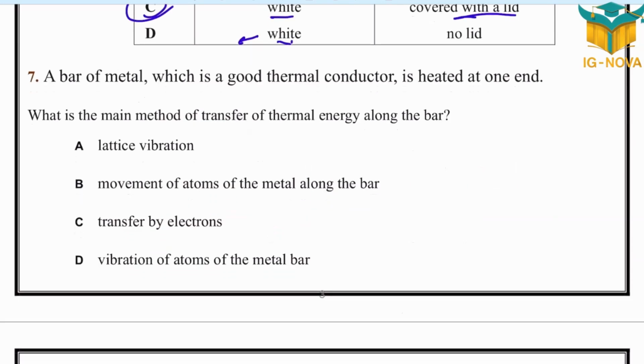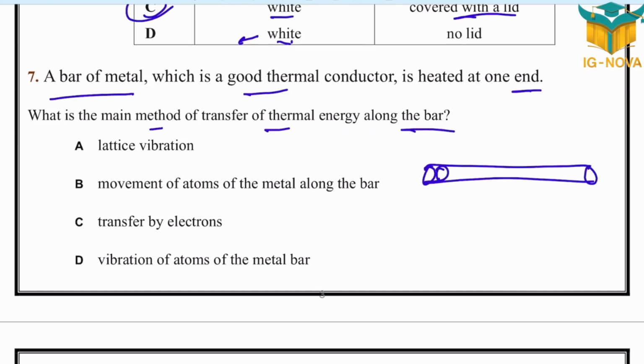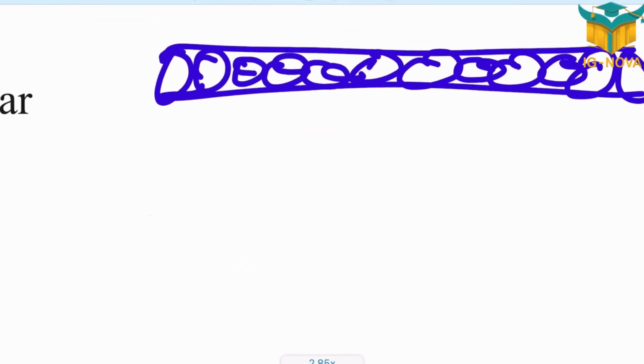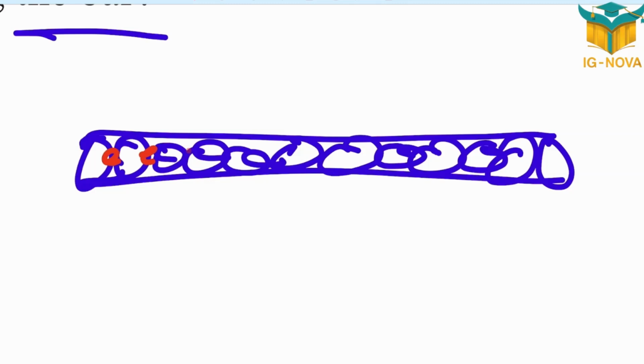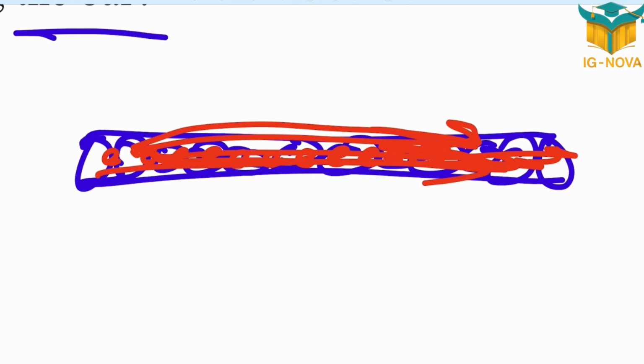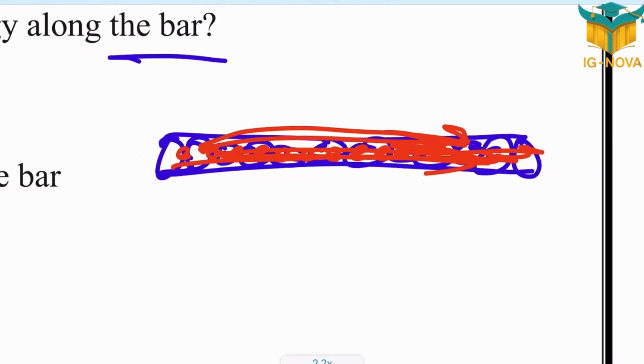Question 7. A bar of metal, which is a good thermal conductor, is heated at one end. What is the main method of transfer of thermal energy along the bar? You remember, along the bar, which is solid, I have molecules, and we explained before that those metals have free electrons in the outer shell energy level, which will transfer energy along the conductor. This way of transferring is good.